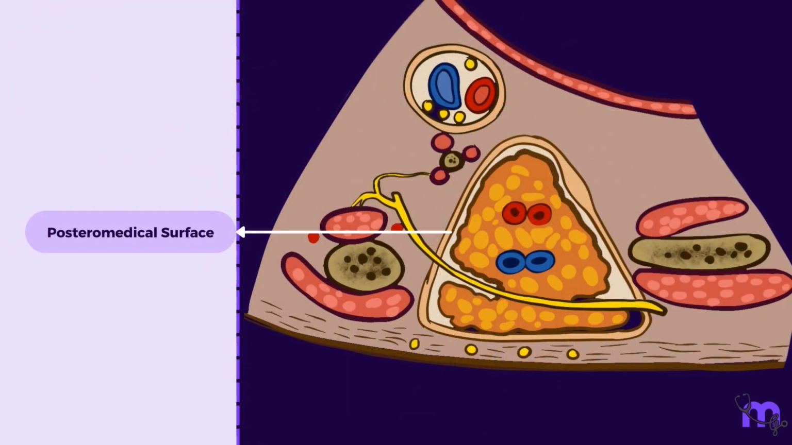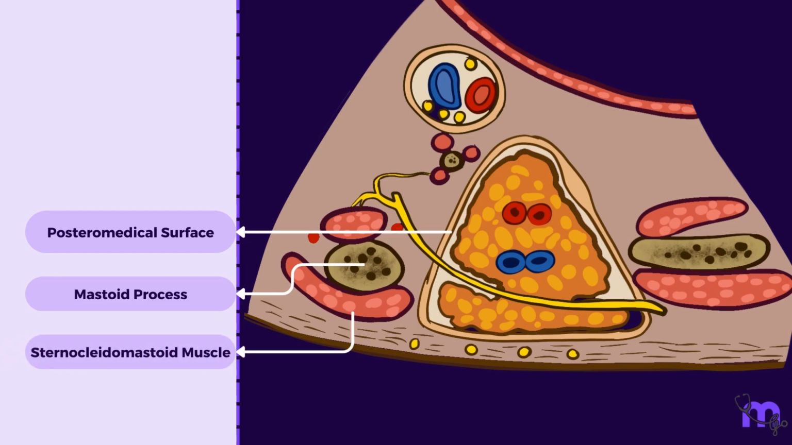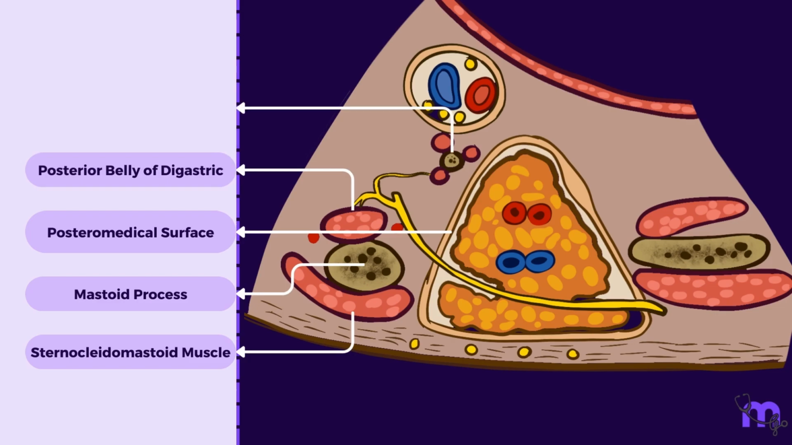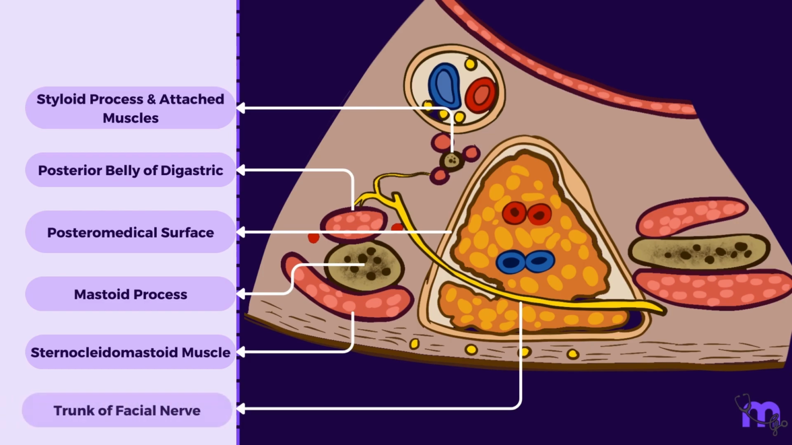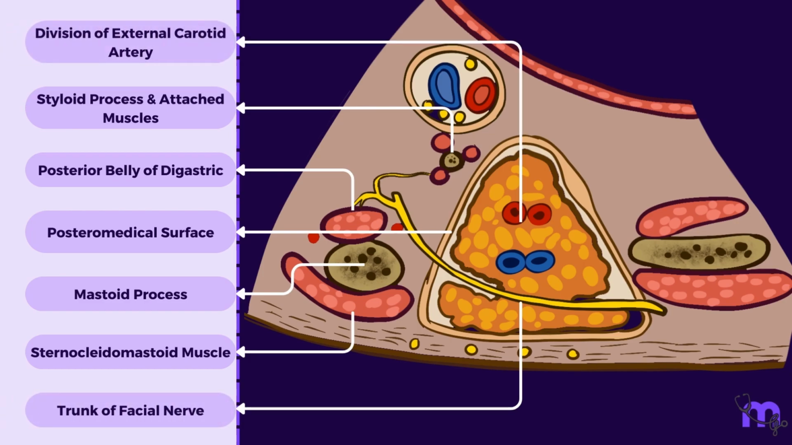The posteromedial surface is related to the mastoid process, sternocleidomastoid muscle, posterior belly of digastric muscle, and the styloid process, along with the muscles attached to it. The trunk of the facial nerve and the external carotid artery enter the gland through this surface.